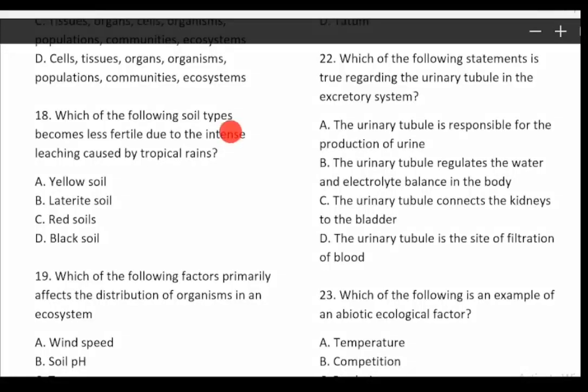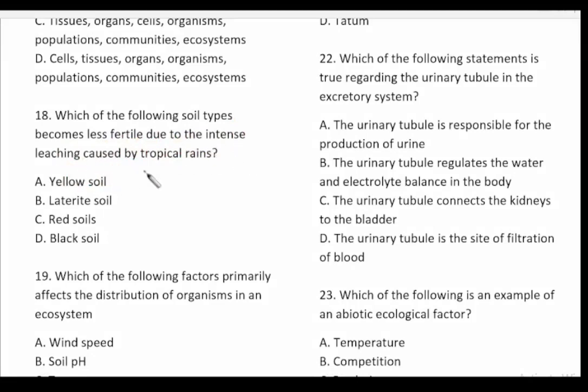Which of the following soil types becomes less fertile due to the intense leaching caused by tropical rains? We have yellow soil, laterite soil, red soil, black soil. The soil that actually undergoes this, where we talk about the fertility of the soil, particularly where leaching takes place, is actually option B, which is the laterite soil. Laterite soil becomes less fertile due to intense leaching, which is caused as a result of rainfall. When we talk about leaching, we're talking about the process of the washing away of nutrients in the soil.